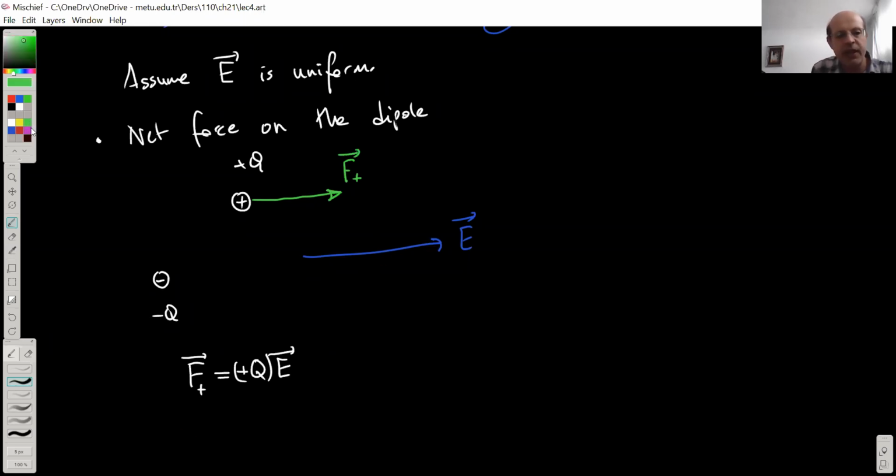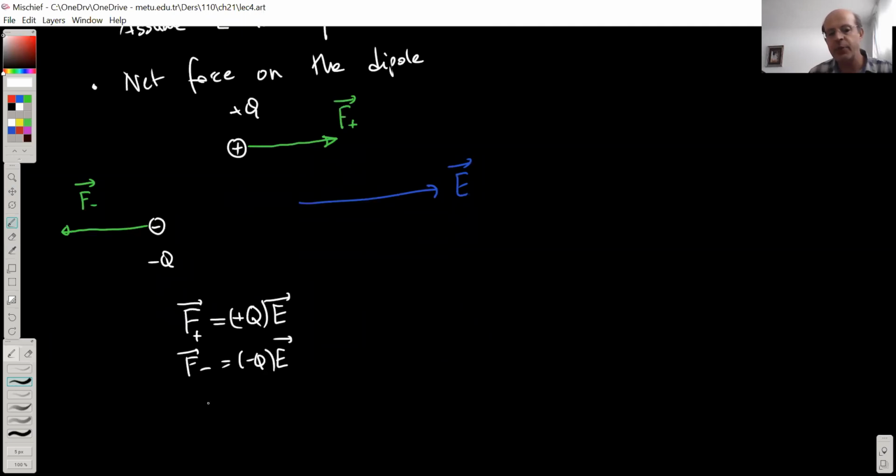And then there's this force applied by the negative charge. And this is F minus. And this time this is opposite to the electric field. So F minus is minus Q times E. And since we have assumed that the electric field is uniform, in that case, these two forces are equal and opposite. And so therefore the net force is equal to 0. Okay, so that's basically the conclusion in here.